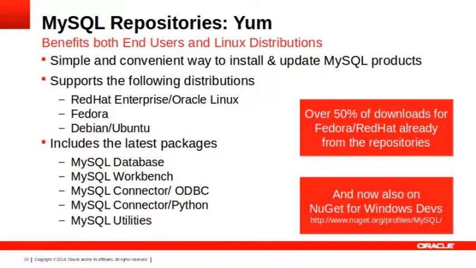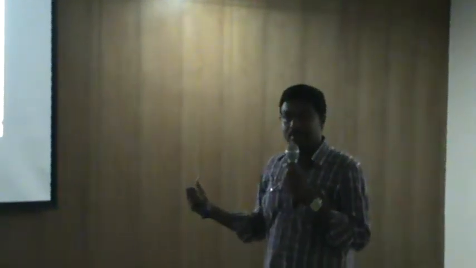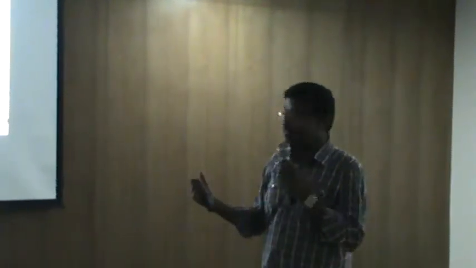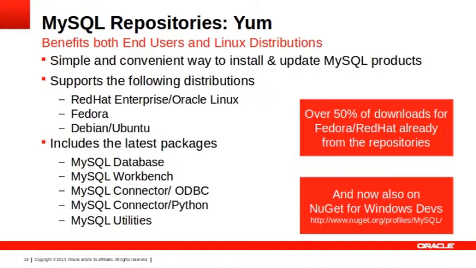This is not specific to 5.7, but I think it's a new thing, if you have not already noticed this, that we are coming up with different types of repositories for different distributions. I have mentioned these things, like Red Hat. So we are supporting all those things.